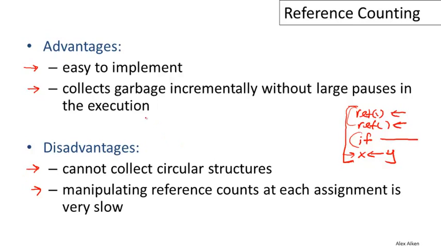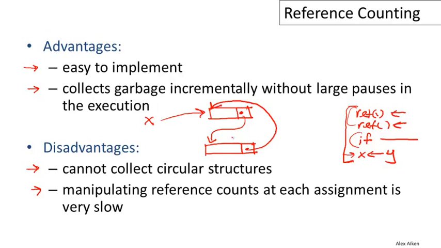So to see this, let's draw a little heap with a circular structure. Let's say we have a local variable x, and it points to some object in the heap. And that object has a pointer to another object. And that second object then has a pointer back to the first object. So here x is pointing to, say, a circularly linked list of length 2.